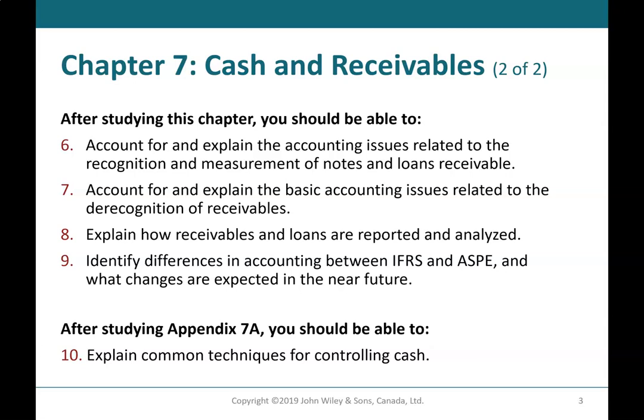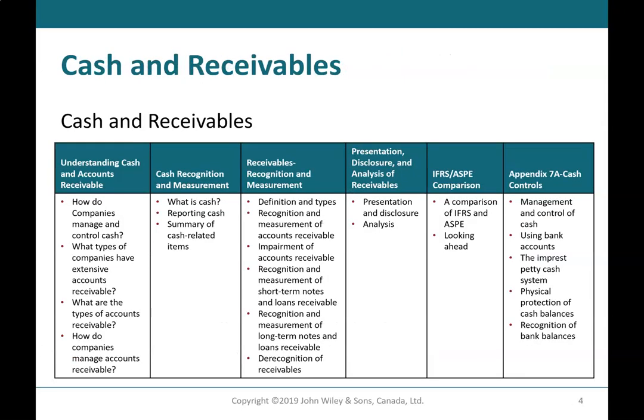7. Account for and explain the basic accounting issues related to the derecognition of receivables. 8. Explain how receivables and loans are reported and analyzed. 9. Identify differences in accounting between IFRS and ASPE and what changes are expected in the near future. After studying Appendix 7A, you should be able to 10. Explain common techniques for controlling cash.